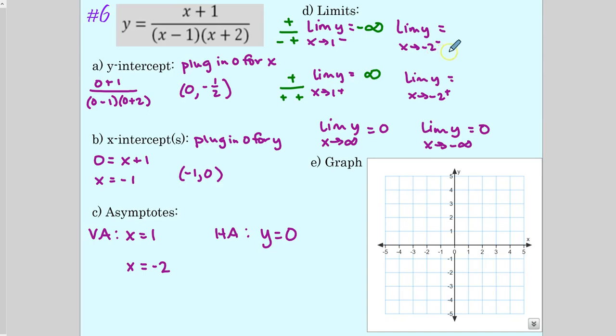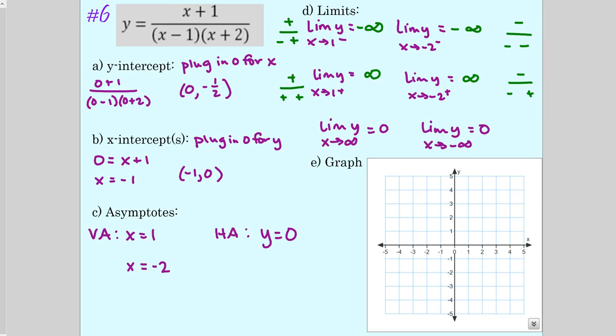For something to the left of negative 2, let's use negative 2.01. So the numerator is going to be negative, and the denominator is going to be negative times negative. Negative divided by negative times negative is negative, so negative infinity. And for something to the right of negative 2, maybe negative 1.9, the numerator is negative, and the denominator is negative times positive, so that's going to work out to be positive infinity.